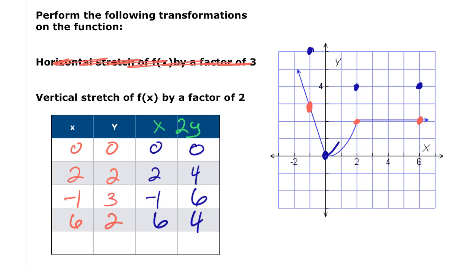All right. And we draw our new graph, and we see that, yep, it does look like it went under a vertical stretch. So we're good to go. And notice how it was a factor of 2. So your points are all now twice as far away from that x-axis as they originally were.